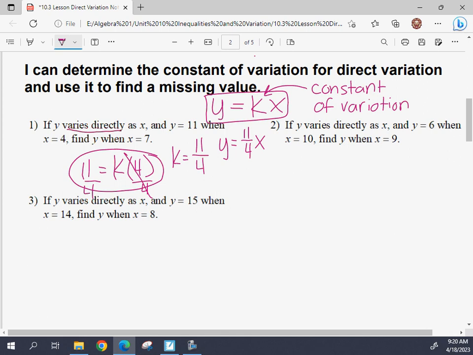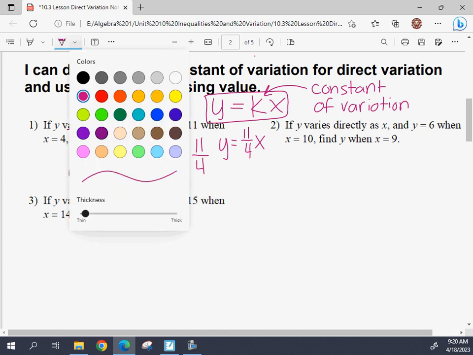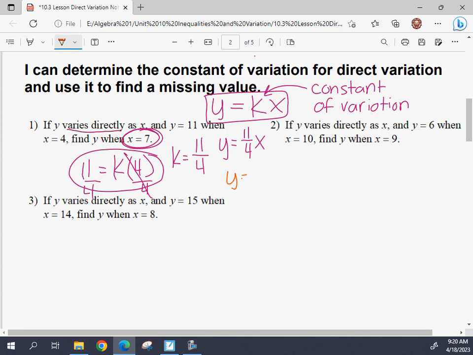And so now I can find the value of y for any x value simply by plugging in the value that I want to know. So I now want to know what happens when x is 7. If 11 over 4 is my constant of variation, then what is y going to be when x is 7? So I need to just plug in 7 for x. And we have some strategies to use on Desmos to plug in if you want, or you can just multiply 11 over 4 times 7 and get a fraction.